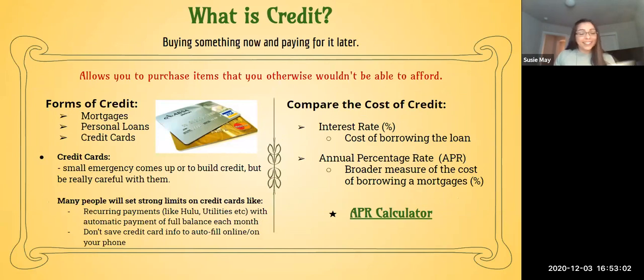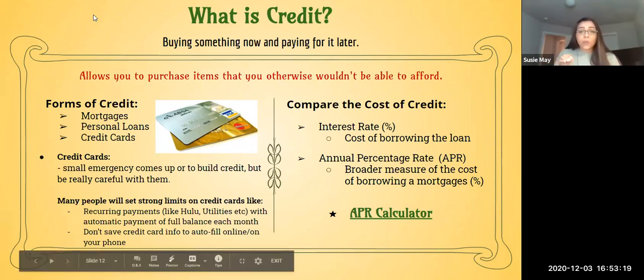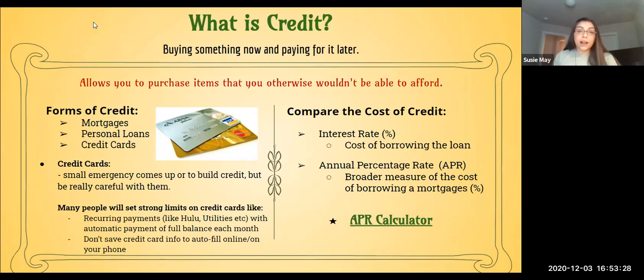Oh, credit. All right, so what is credit? Well, credit allows you to buy items that you probably couldn't afford otherwise. And I'm talking big purchases here, car purchases, or houses, or maybe even your education. These are big things that people usually just don't have the cash for in their pocket to pay for up front. So you get credit, you buy it on credit.